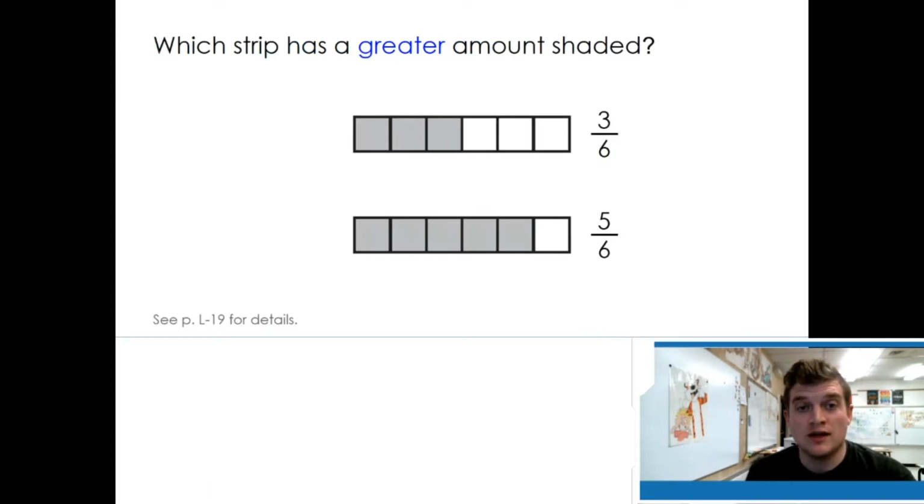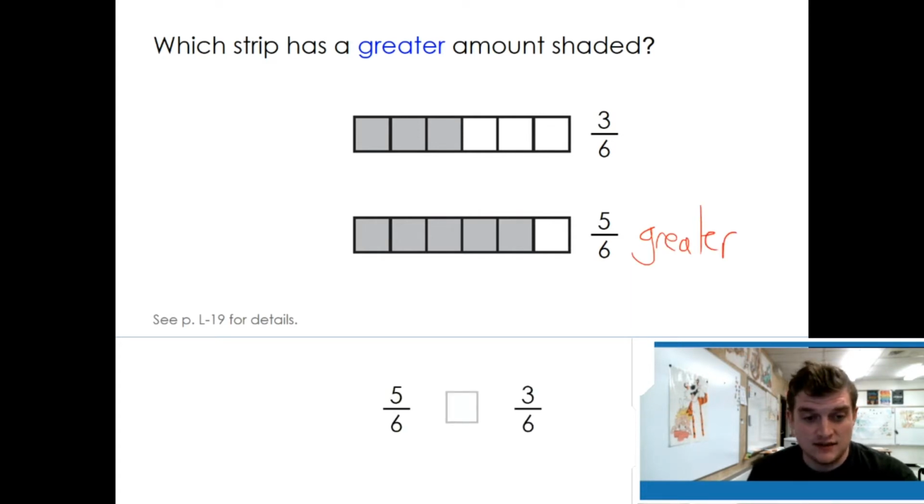Which strip has a greater amount shaded? This has 3 parts shaded, this has 5 parts shaded. This is greater. 5/6 is greater than 3/6.